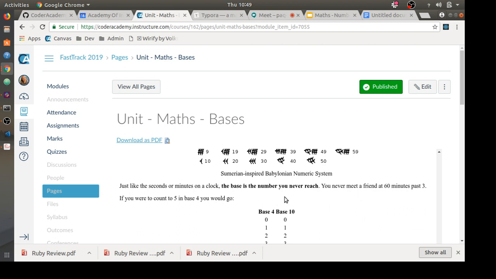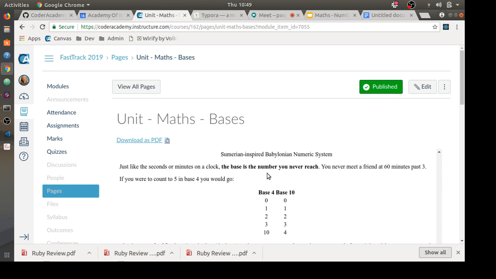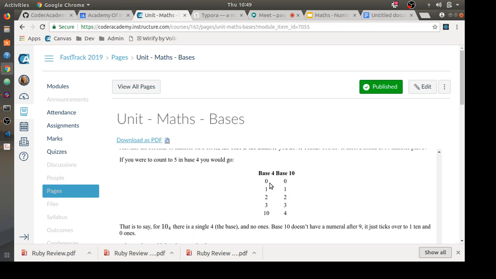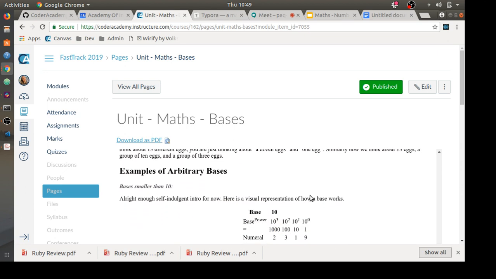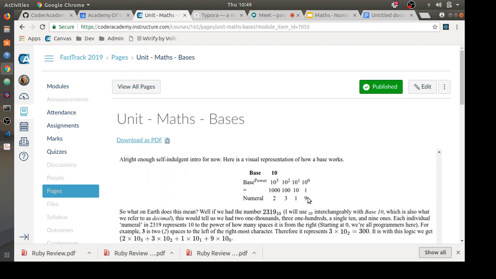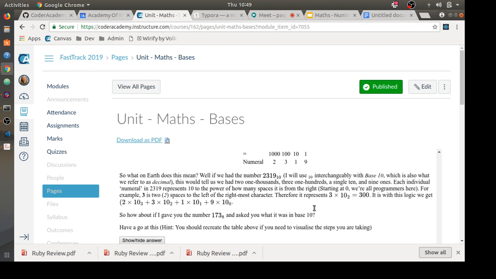And here there's a talk about how the base is the number you never reach in the digits for that base. So for example, here's our base 10 compared to base 4, right? In base 4, there's no digit 4. There's only 0, 1, 2, 3. In base 7, it's 0 through 6. In base 9, it's 0 through 8. So we never reach the number of the base in the digits, right? We roll over to 1, 0 once we get to that base number. Arbitrary bases are bases that are smaller than 10.